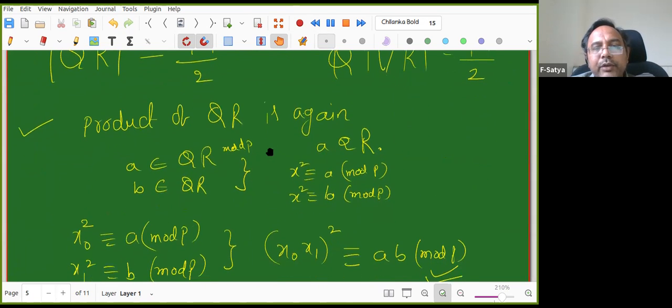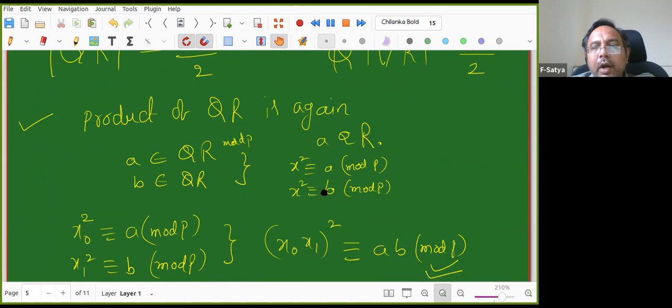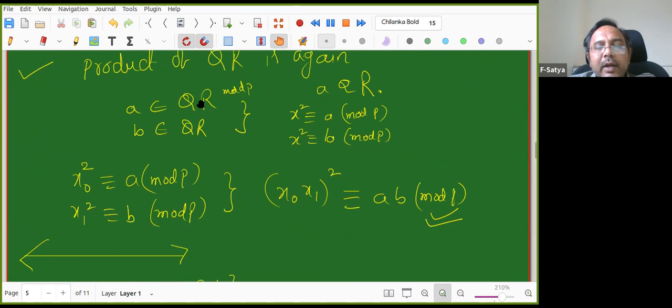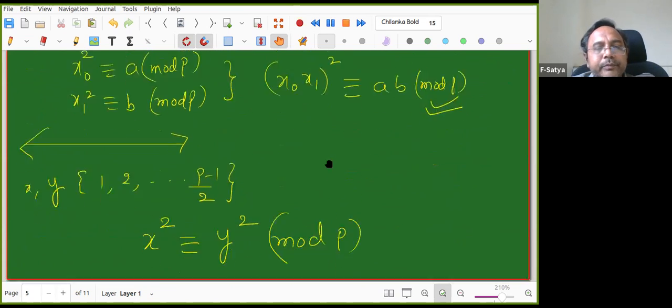One more observation, you told that if A and B are quadratic residues, then their product also is. How did we prove it? If A and B are quadratic residues, then x square equal to A mod P and x square equal to B mod P have solutions. That is, x naught square is congruent to A and x1 square is congruent to B mod P. Then the product is satisfied.